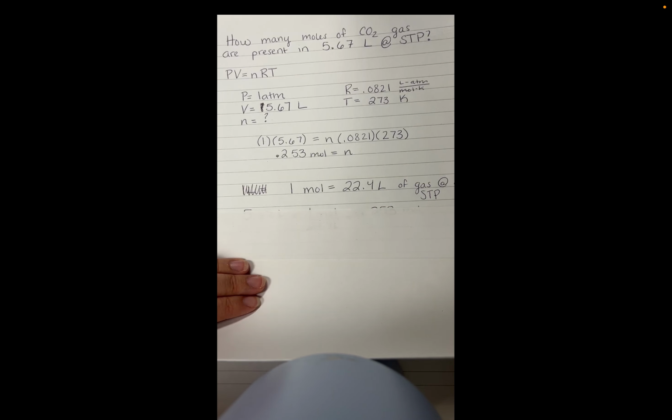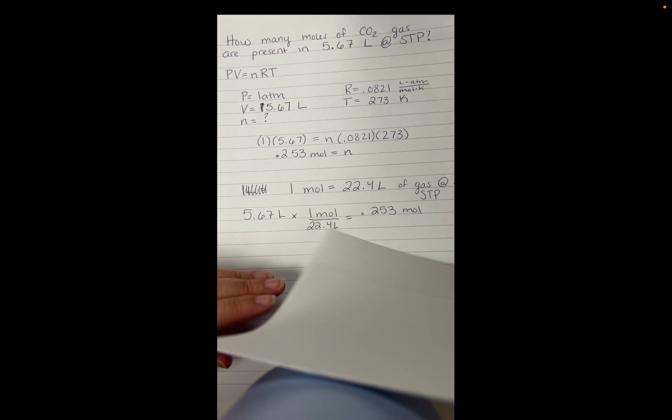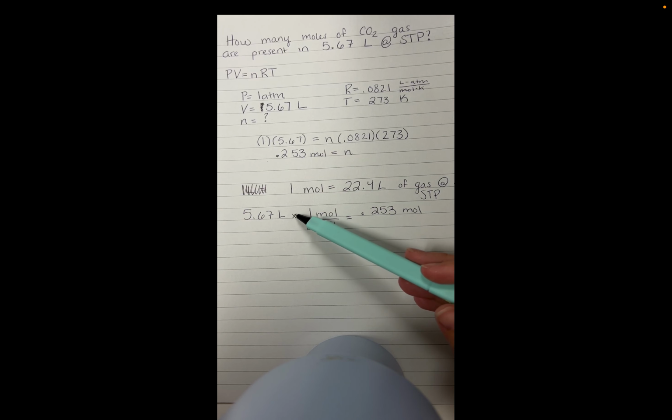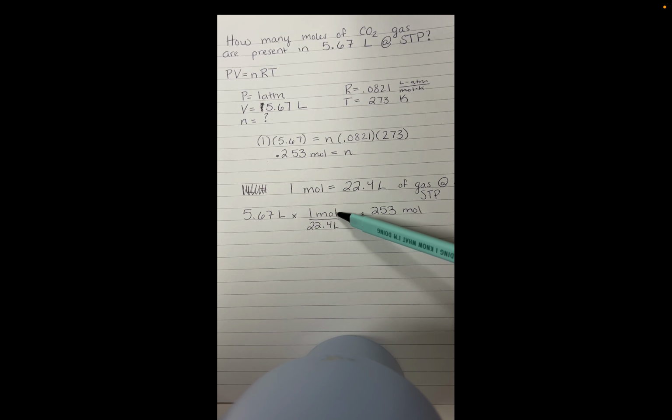And so here's what that problem looks like if you use this conversion factor. You still start with your 5.67 liters, but this time you're just doing a mole conversion. So you're multiplying by 1 mole over 22.4 liters. 22.4 liters goes on the bottom so that your units match for your dimensional analysis. Moles is going to be your end unit, and you get the same answer, 0.253 moles.